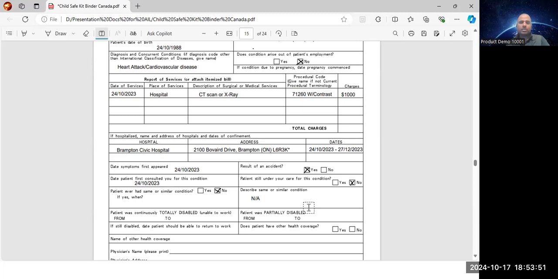And again, this definition will change from organ to organ. Okay, so you may be considered totally disabled if you lost both your eyes and your eyesight. You may be considered totally disabled if you lost your limbs, both your limbs, okay, below your waist. Okay, so totally disabled and partially disabled. Okay, from which date to which date? So let's say, okay, in this case, this is 24th October, 2023 till 27th December, 2023.